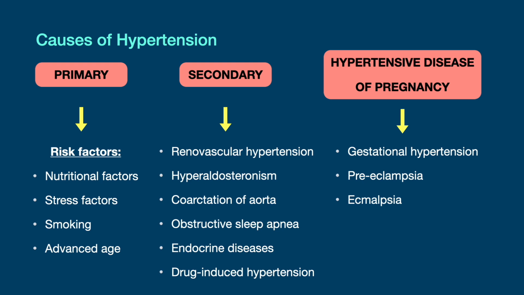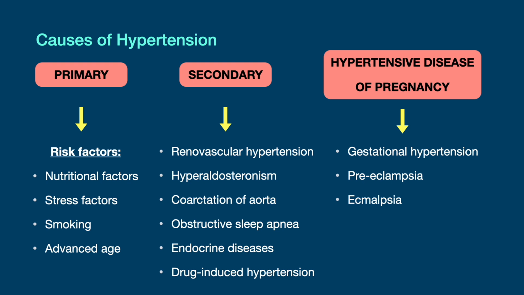There are some risk factors associated with this form of hypertension that usually occur in individuals over the age of 30. These include, in particular, nutritional factors such as excess weight, alcohol consumption, and a diet high in sodium, stress factors, smoking, and advanced age. Secondary hypertension is a type of hypertension with an underlying and potentially reversible cause. It makes up only a small fraction of hypertensive cases.